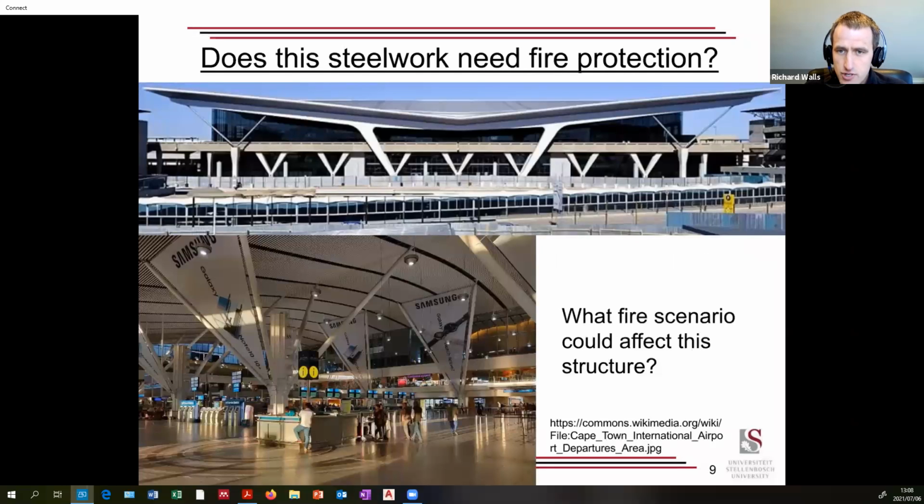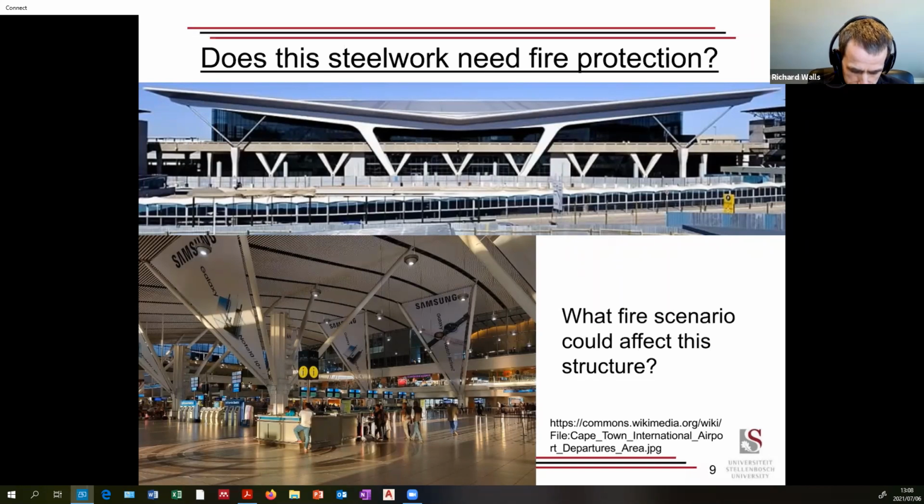So as an interesting question to ask, this is a picture of Cape Town International Airport. Imagine a fire in this building. What temperature would the steel in this building get to? What could affect this steel? What if we're going to use prescriptive, deemed to satisfy rules, but let's say now we were going to generate a real fire, a real event that could happen in this building. What would be a real event that we might need to design for?